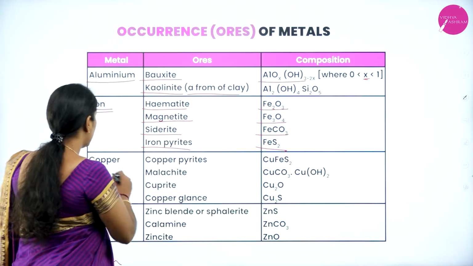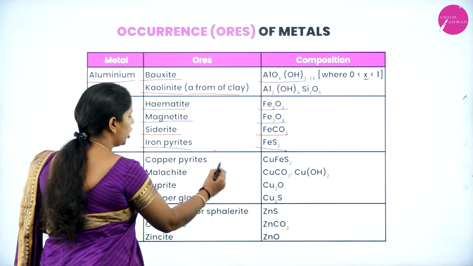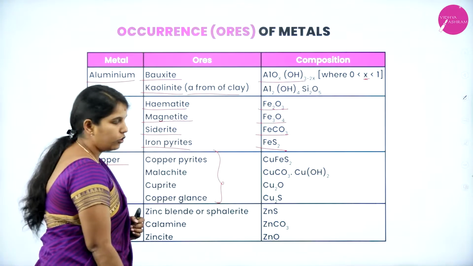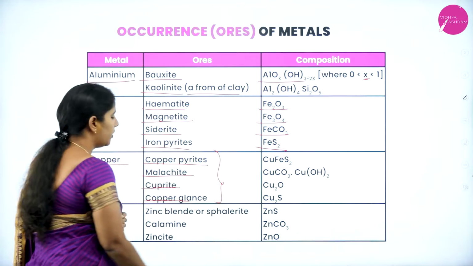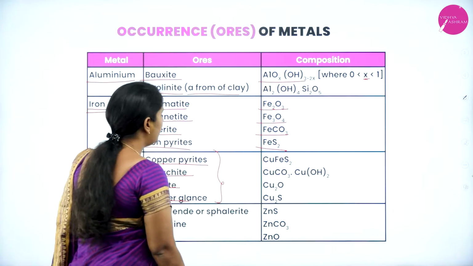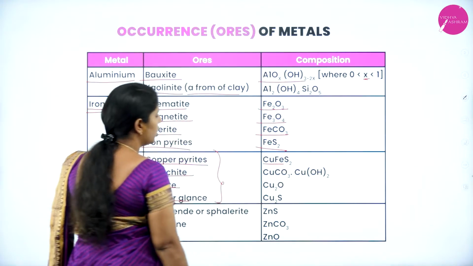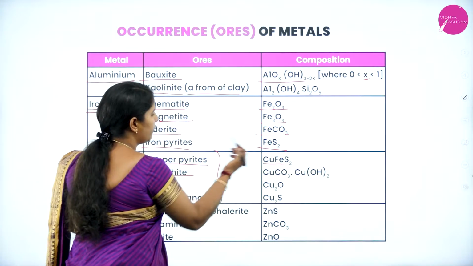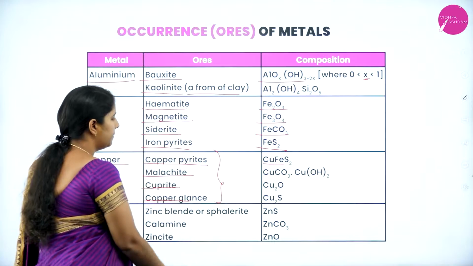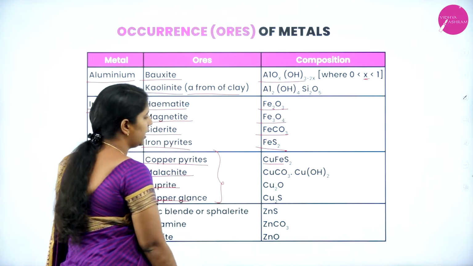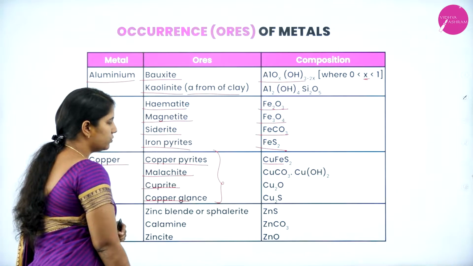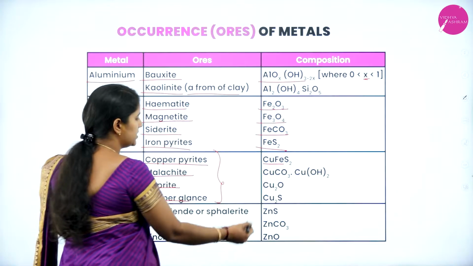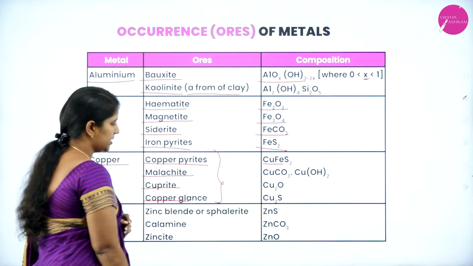Then coming to copper, again we have four important ores: copper pyrites, cuprite, malachite and copper glance. For copper pyrite, the composition is CuFeS2, for malachite it is CuCO3.Cu(OH)2, for cuprite it is Cu2O, and for copper glance it is Cu2S.